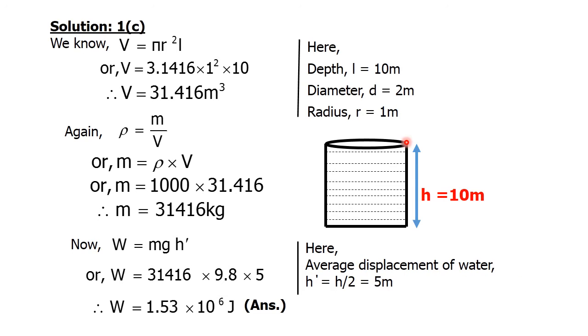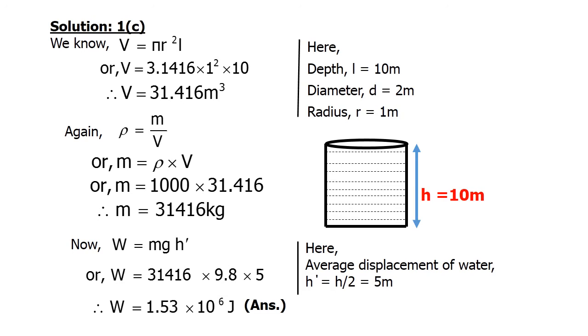So we have to consider the average displacement of water. If we consider the height of the upper portion is 0 and the lower portion is h, which is 10, we can calculate the average height by using the formula h prime equals 0 plus h, divided by 2, that is h by 2. Putting the value of h, we get the average displacement of water as 5 meters.